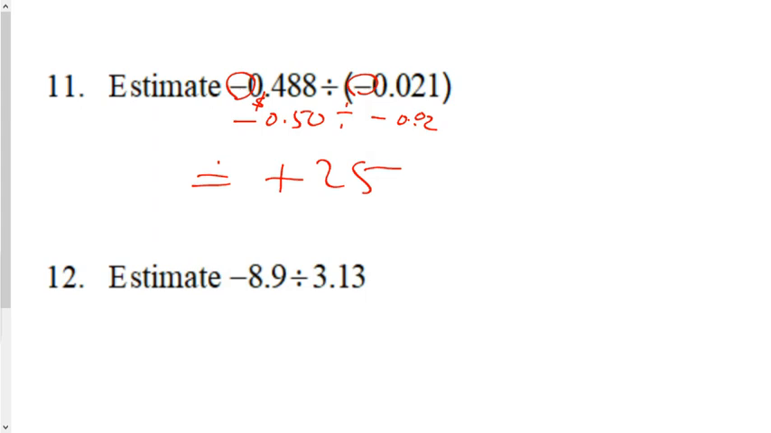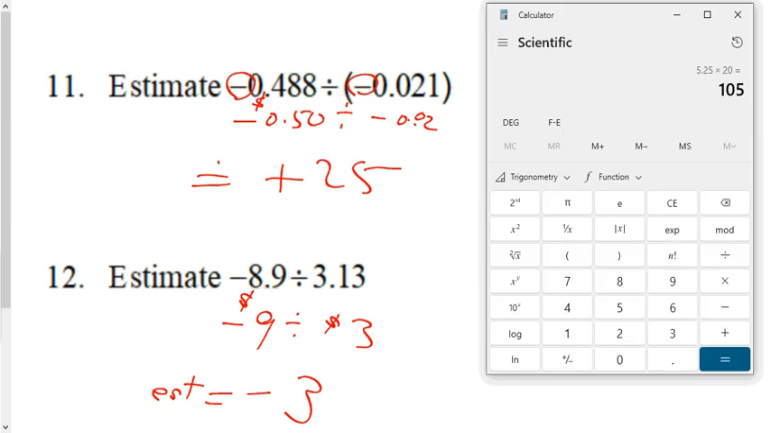For this one, I have approximately $9 divided into piles of approximately $3. How many piles of $3 can you make from $9? 3. Positive or negative? So your estimation is approximately negative 3. If I actually grabbed a calculator to see what it was, negative 8.9 divided by 3.13 equals negative 2.84345047, whatever. Was my estimation good? Yeah.